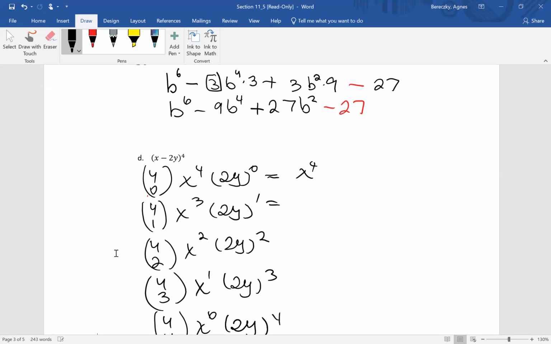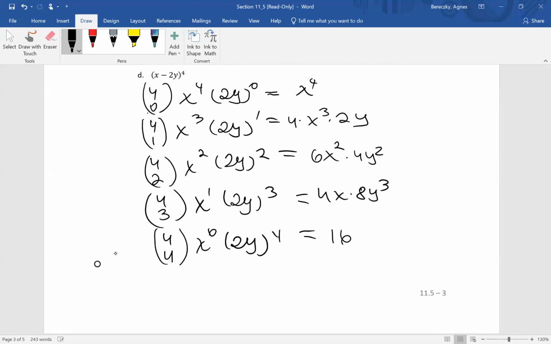Our second term will be 4 times x cubed times 2y. Then the third term will be 6 times x squared and then 4y squared. The next term will be 4 times x, 8y cubed. The last is 16 times y to the fourth.